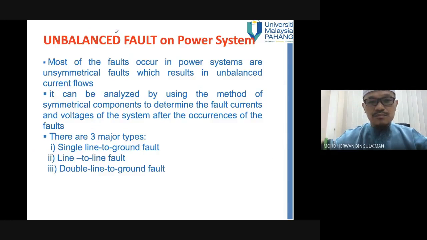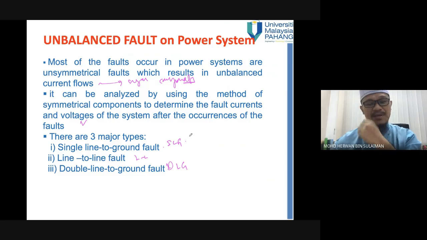Most of the faults that occur in power systems are unsymmetrical or unbalanced, which results in unbalanced current flow. That's why we learn about symmetrical components. It can be analyzed using the method of symmetrical components to determine the fault currents and voltages of the system after the occurrence of the fault. So there are three major types: single line to ground fault, line to line fault, and double line to ground fault.